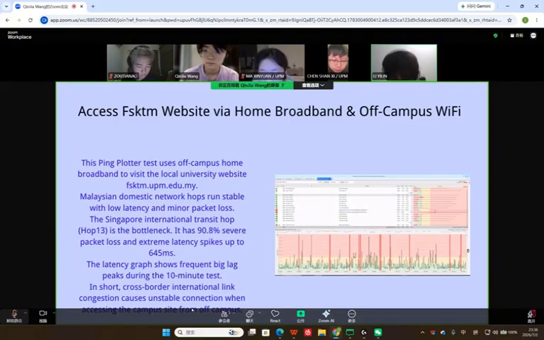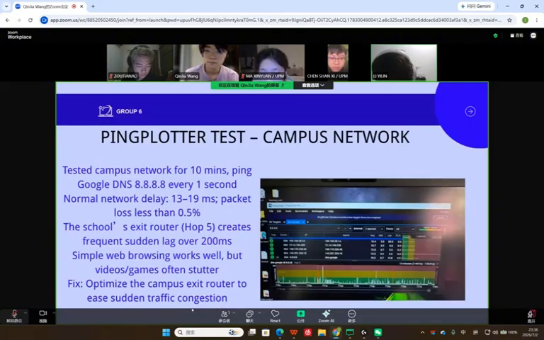Next page. Then we checked home broadband on and off campus Wi-Fi, visiting our local university website fsktm.upm.edu.my. Domestic Malaysia network links are stable. However, the single cross-border transit hop at hop 30 becomes a serious blockade.